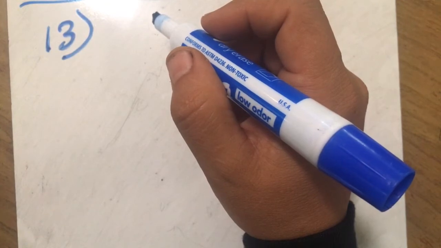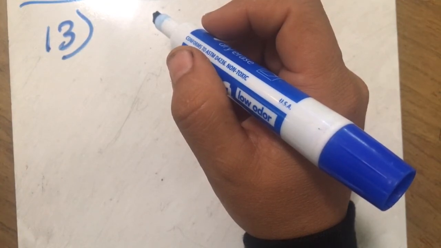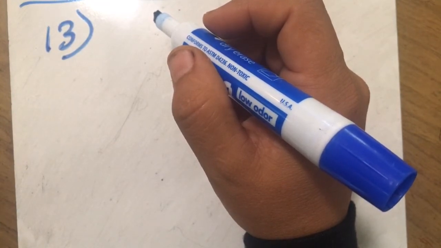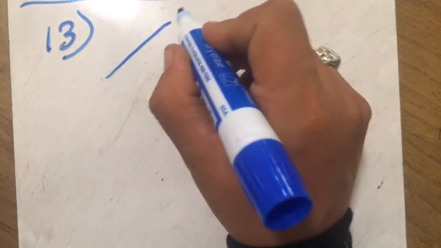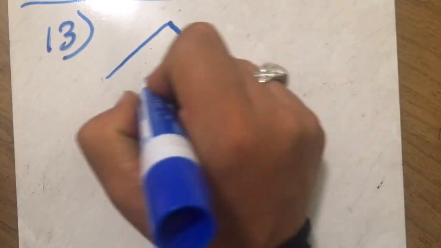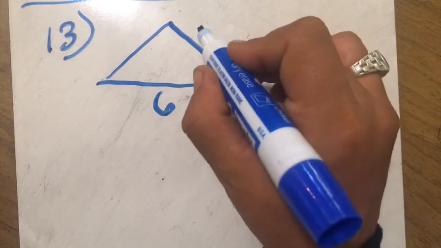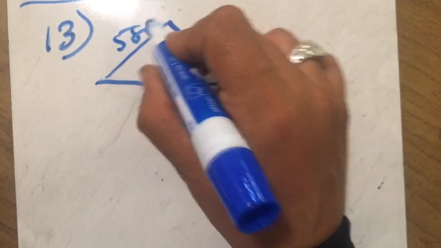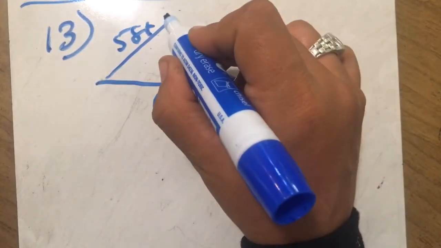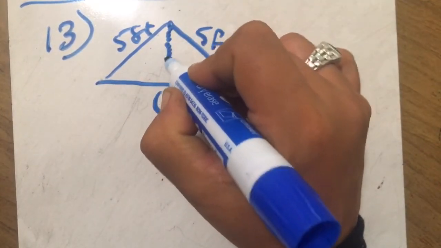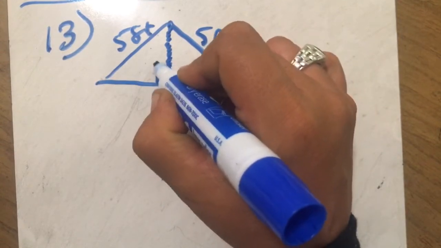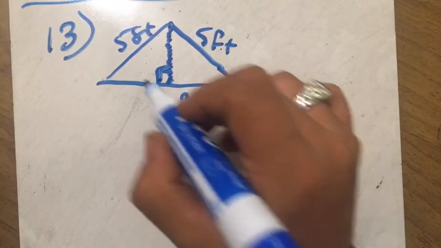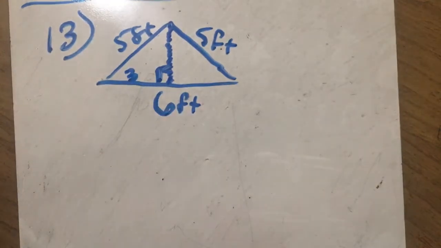13 says, Oscar's doghouse is shaped like a tent. The slanted sides are both 5 feet long, and the bottom of the house is 6 feet across. So again, think about it. The dude has a tent. It's 6 feet across, 5 feet on each side. Again, what does that tell me? That tells me this dotted line that holds the tent up is going to make my right angle, so I don't need 6. I need the 3.